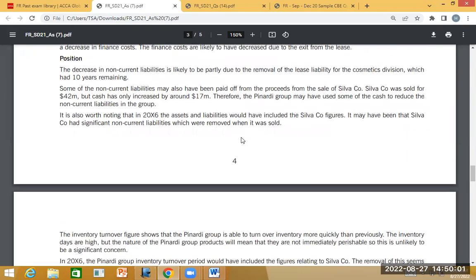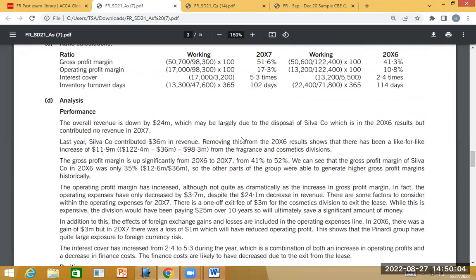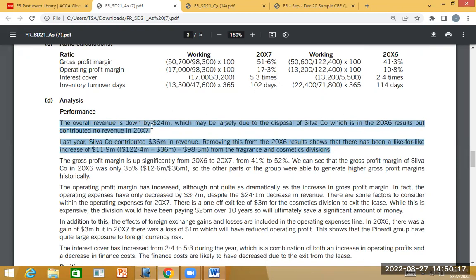So right now I'm going to read the answer of the examiner. I just wanted to know from you whether it is difficult to produce this type of answer in the examination. So I'm just reading the answer first. The overall revenue is down by 24 million, which may be largely due to the disposal of the silver, which was in 2006 results, but contributed no revenue in 2007. Last year, silver contributed 36 million in revenue. Removing this from the 2006 results shows, on a like for like comparison, an increase of 11.9 million from the fragrance and the cosmetic division.